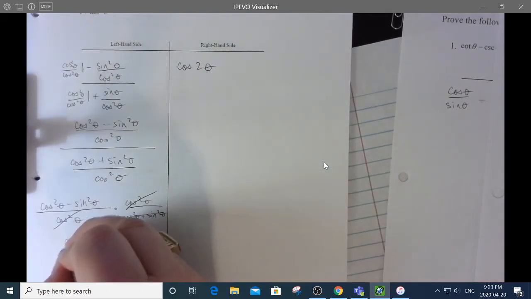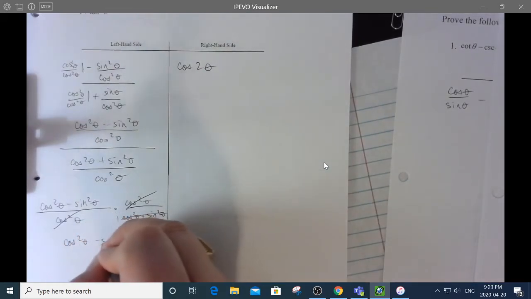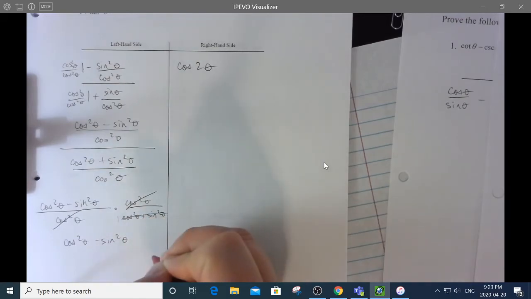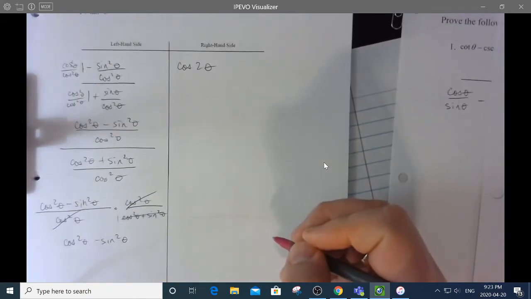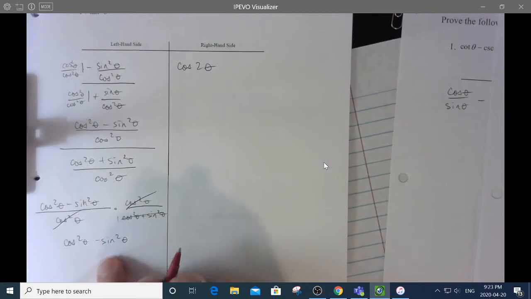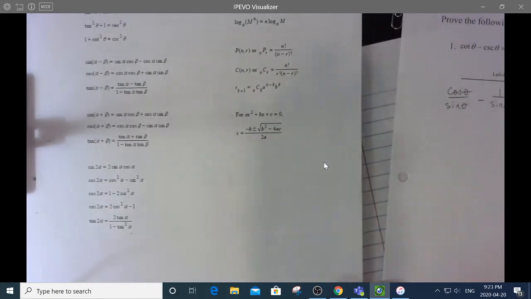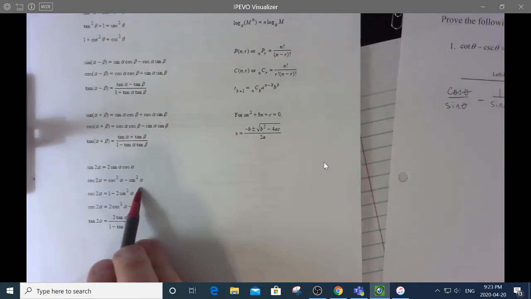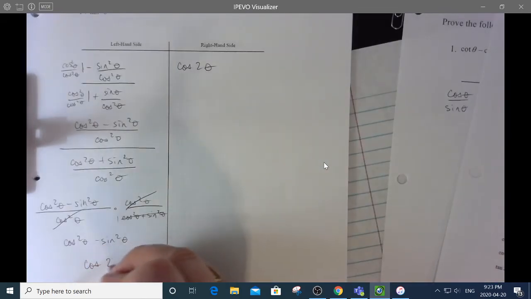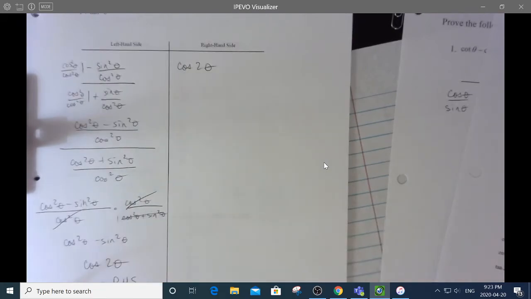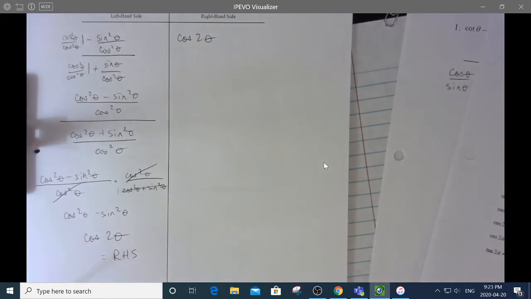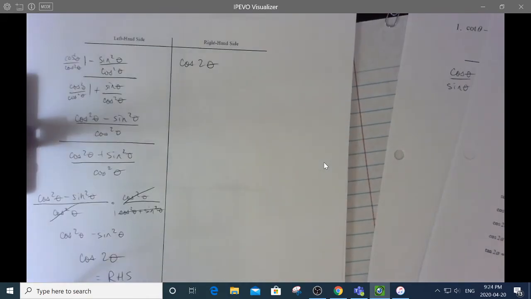So I have cos squared theta minus sine squared theta over 1. I'm not going to bother writing over 1. And actually, that is one of the three choices for cos 2 theta. So that equals cos 2 theta. Ta-da! Neat!